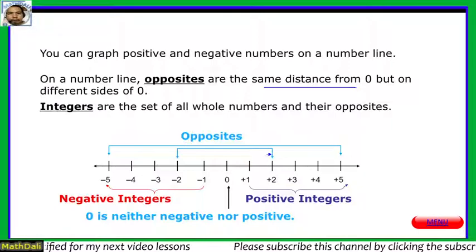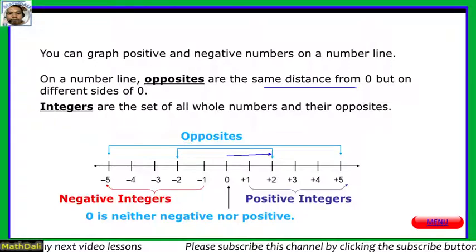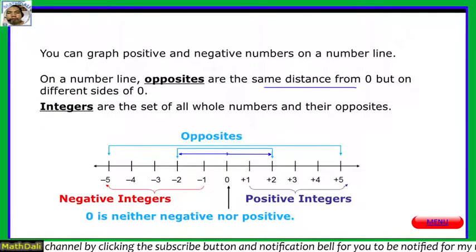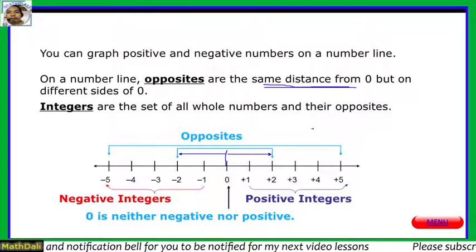We have the distance of negative 2 from 0. It is actually 2 units. Then we also have the distance from 0 to negative 2. That is also 2 units. That is from 0, opposite side. Yan, different side. Yan, yung ibig sabihin ng same distance.